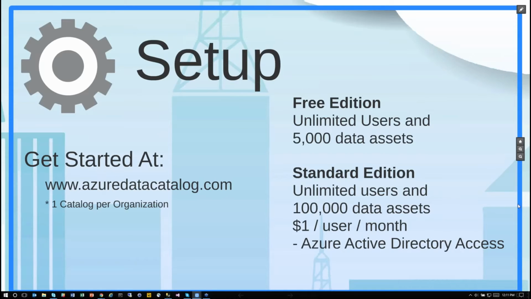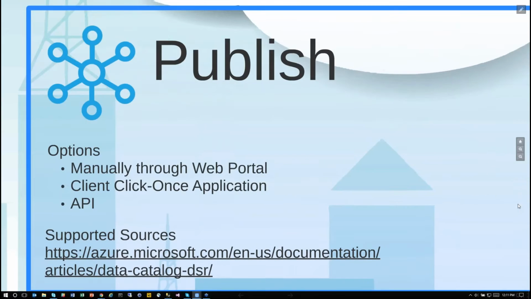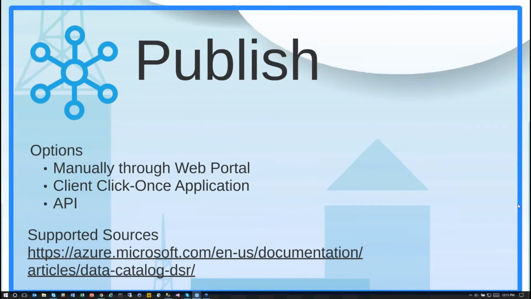All right, so the second piece then, once we've set it up, we want to look at publishing. So the idea here is we're going to look at some data asset. Those data assets can be SSRS reports, they can be SQL Server tables, views, stored procedures, it can be stuff out of Hadoop. When we get in there, you'll see kind of the array of options that are available, and you can go to the documentation there for the supported sources. It's a pretty long list.